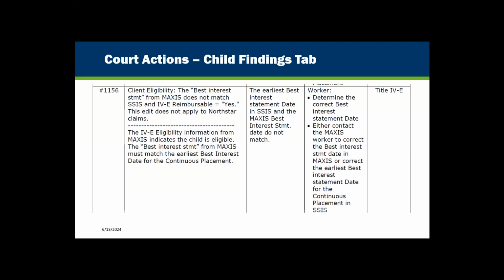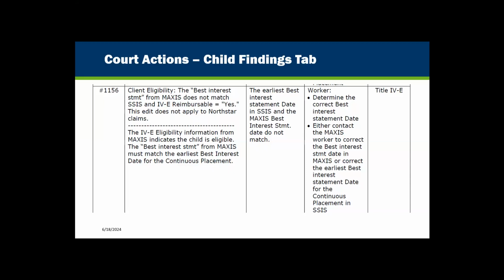Some of the proofing messages that will happen if our two systems are not aligned is we will get the proofing message 1156, best interest statement from Maxis does not match SSIS. That's a problem. On the Maxis side, their corrective actions are not always simple. And so we really want to stress getting activities done accurately to begin with so that we do not have corrective actions needed on the Maxis side. A lot of times those will require background technical patching. So we really want to make sure that our data is correct from the get-go.